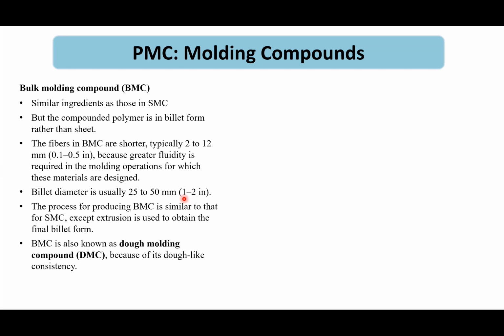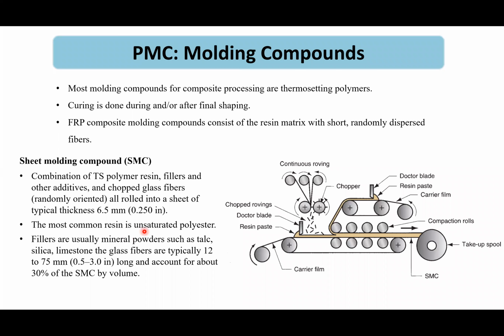You are going to produce a cylindrical shape with a diameter of 25 to 50 millimeter using the polyester resin with fibers. The process for producing BMC is similar to that for SMC, except that extrusion is used to obtain the final billet form. The same thing is occurring. There will be the polymer phase, but finally, when you take it out, it's not in sheet form. It will be cylindrical or rectangular, but with greater thickness.